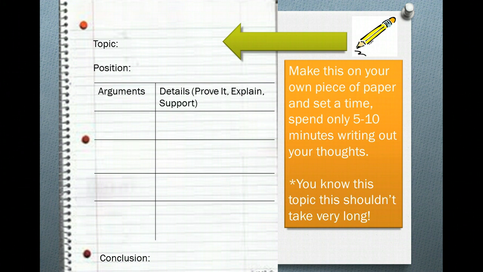So again, once you've got this written down in your notes, in your homework journal, pause this video, time yourself 5 to 10 minutes, write out your thoughts. Remember the rule of 5 idea. Same principle here. You're not taking a lot of time and writing out every single huge detail. It's just quick planning.